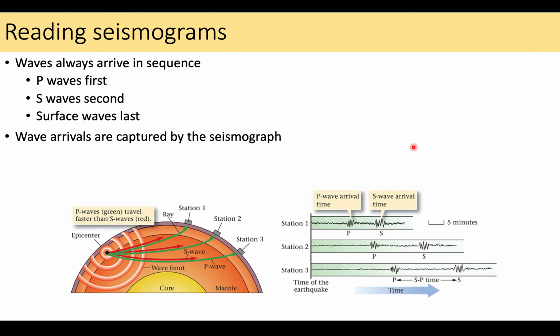If we are reading a seismogram, remember that the waves always arrive in sequence. We're always going to see the P wave, then the S wave, and then the surface waves. When we are using our seismogram to try and locate or time our earthquake, really what we want is the P wave and the S wave arrival times, because we can use the difference between the two, or the P to S wave interval, the time between the arrival of the P wave and the arrival of the S wave, to tell us quite a bit about that earthquake.